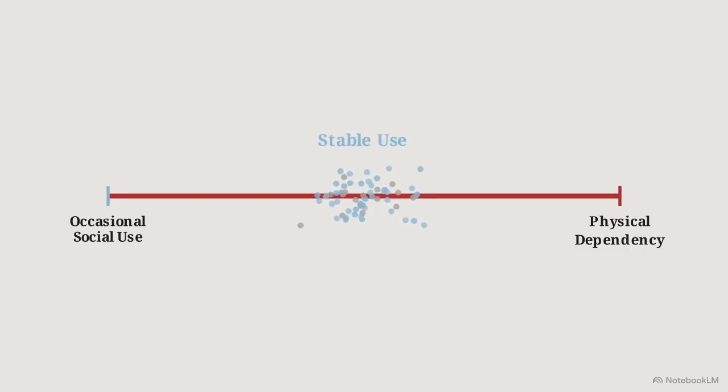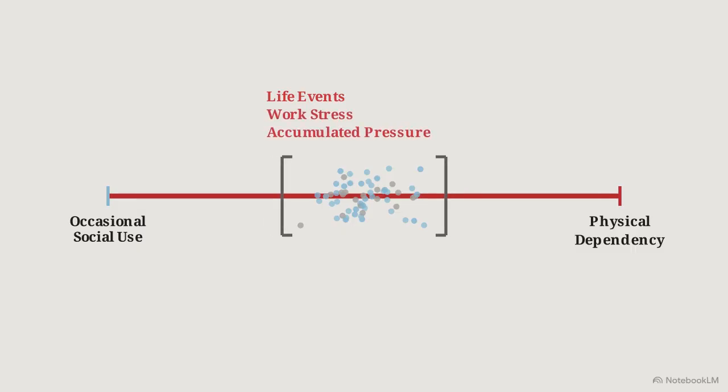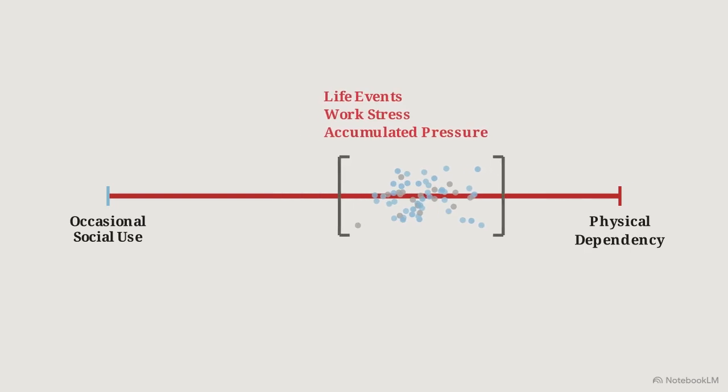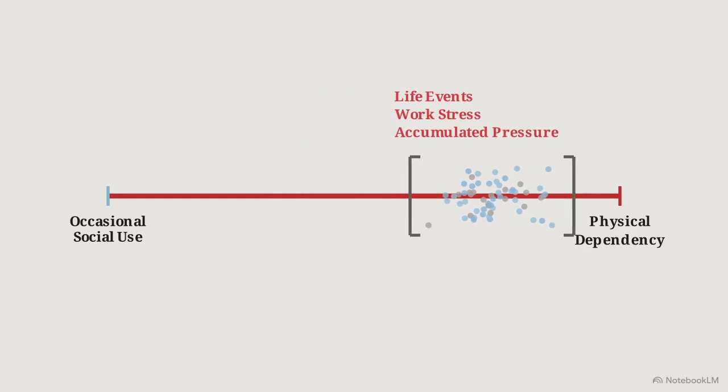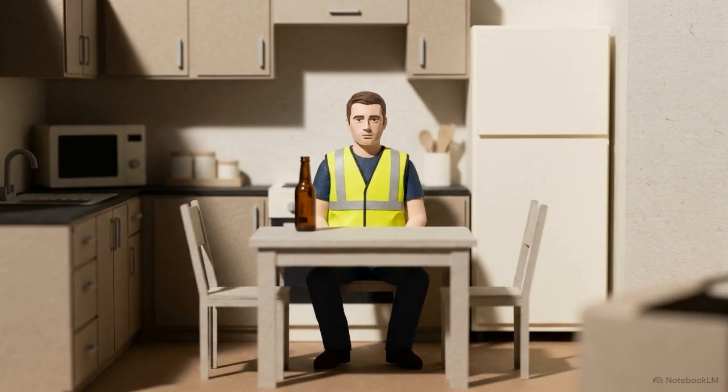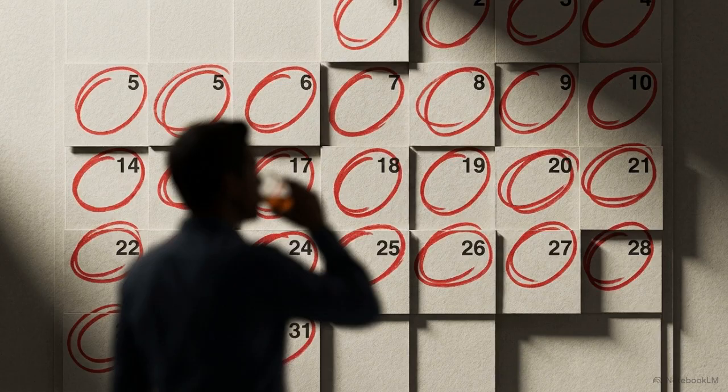Their use is stable. They drink socially, occasionally, and without any significant consequences to their work or health. But that position is rarely static. In response to life events, a stressful period at work, a personal loss, or the slow accumulation of pressure, that cluster of points often begins to move. Usually, it slides slowly down the axis. The danger here is that alcohol misuse rarely begins with a conscious decision. No one wakes up and chooses to develop a problem.